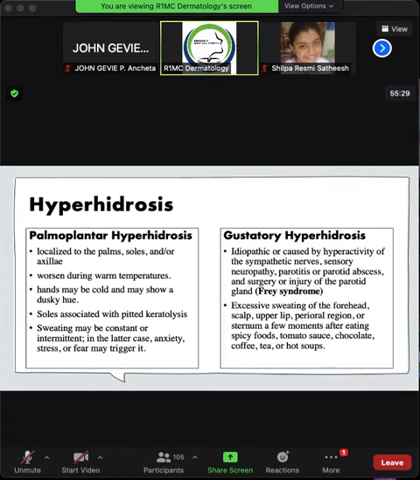So this can worsen during warm temperature, and for the involvement of your soles, usually these are associated with your pitted keratolysis. For your gustatory hyperhidrosis, so this may be idiopathic or may be caused by your hyperactivity of sympathetic nerves, sensory neuropathy, parotitis, parotid abscess, and surgery or injury to the parotid, which is also known as your Frey syndrome.